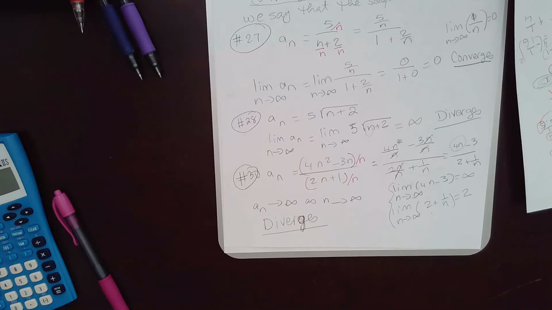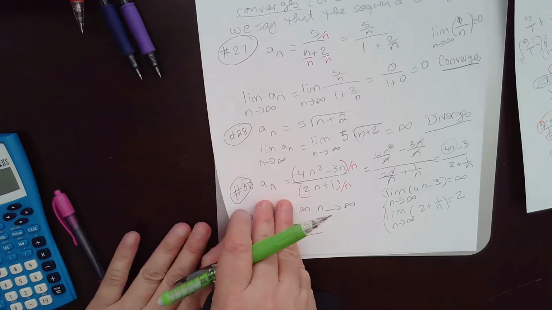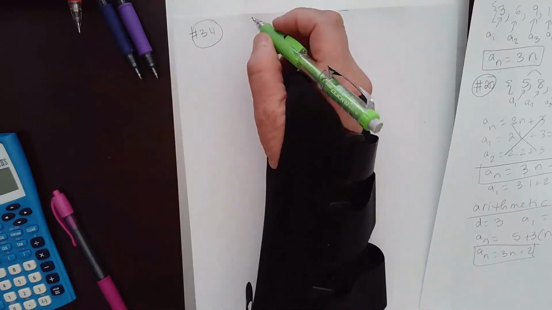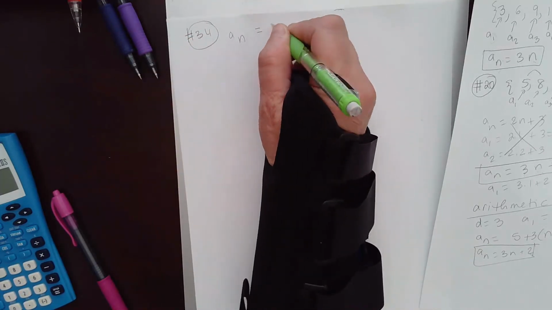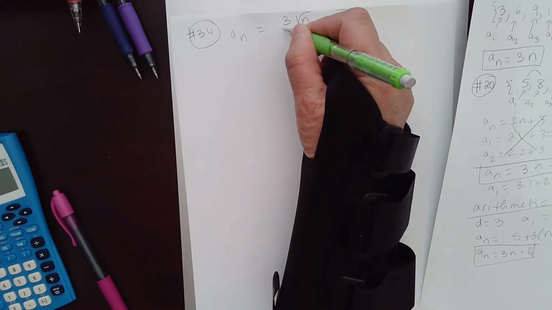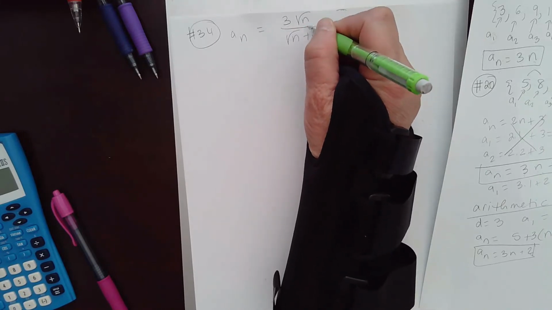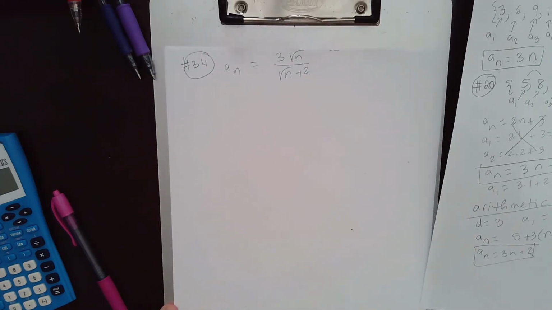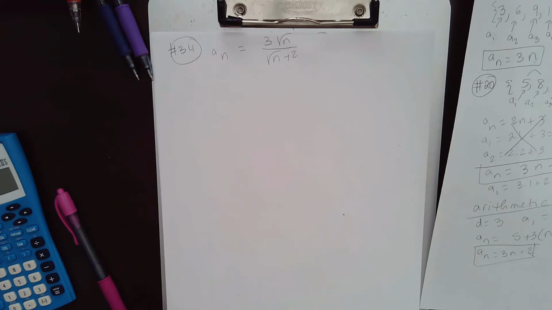Okay, so this is number 30. We can do more problems. Let's do one with radicals. So let's take a look at number 34. Go ahead, try to do number 34. Let me look at it so I won't write the wrong problem. 3 square root of n plus 2. So go ahead and pause the video and try to do this problem number 34 in section 11.1.